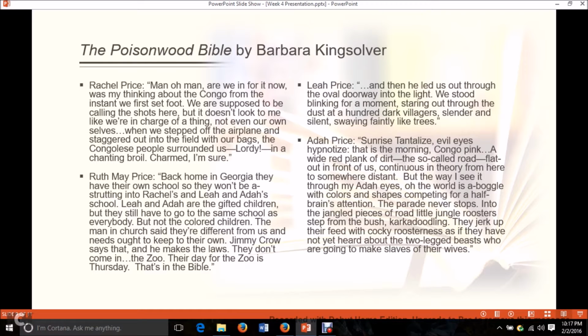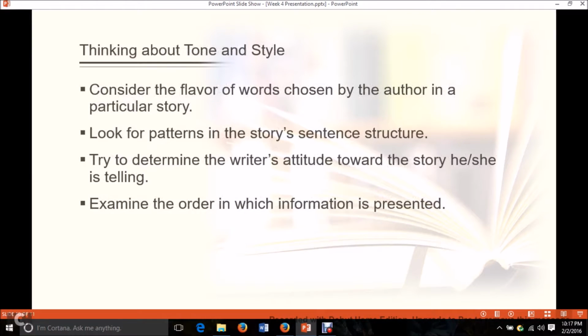So if you wanted to check out the book, you definitely should. It's very interesting. So when you're considering analyzing tone and style in a work, look at the flavor of words chosen by the author in a particular story. Do they have a certain tone, right? That's an attitude. Do they have an overall mood that is expressed? Last week I mentioned the character in Scott Westerfeld's The Uglies, and how she described the sunset, and that conveyed a mood, an attitude that the character had during that time in the book. And so you can look at word choice and how that connects to attitude and tone.